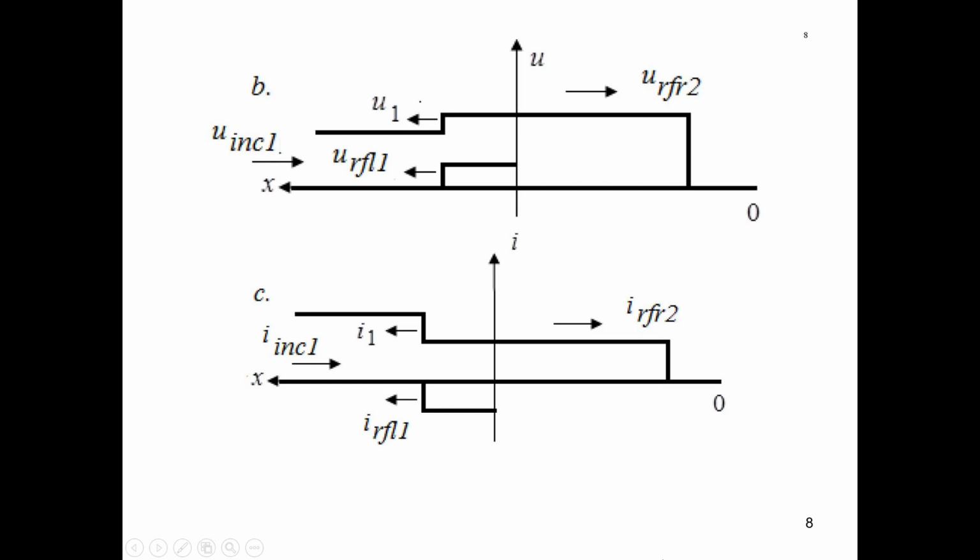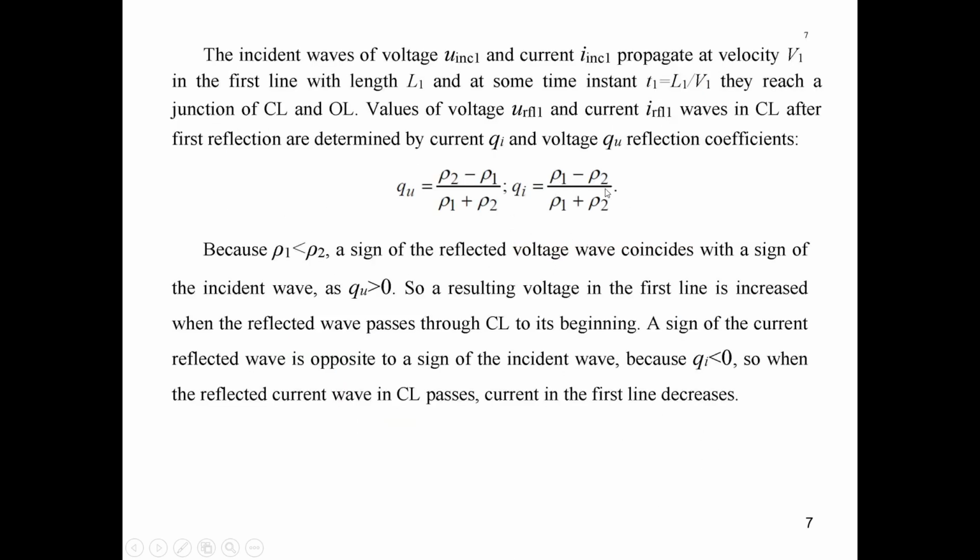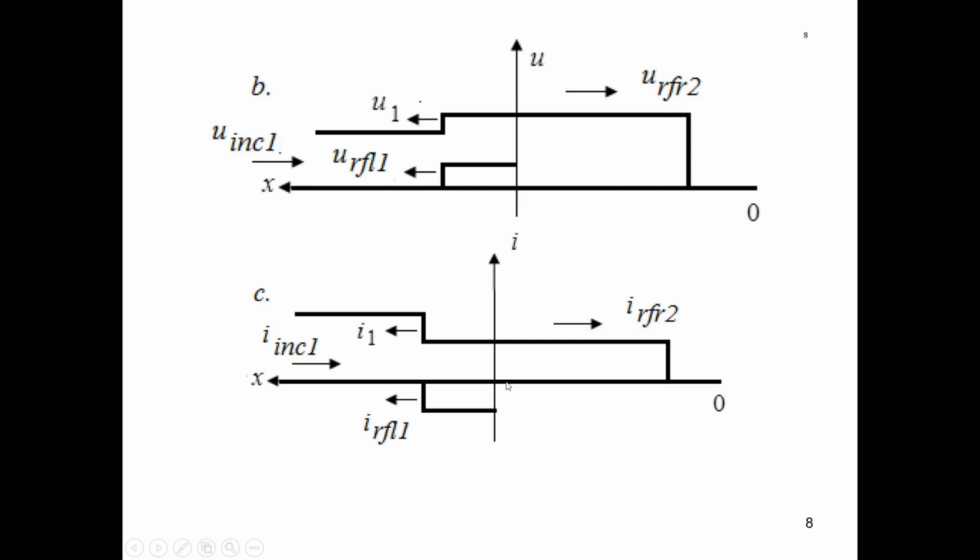But for currents, as ρ1 is less than ρ2, the Qi reflection coefficient will be less than 0, therefore the sign of the reflected wave will be opposite to the sign of the incident wave, and therefore the level of the total wave of current in the first line will be less than the level of incident current in this line. The same refers to the refracted wave, because it is the sum of incident and reflected wave, equal to the refracted wave in the second part, in the overhead line.